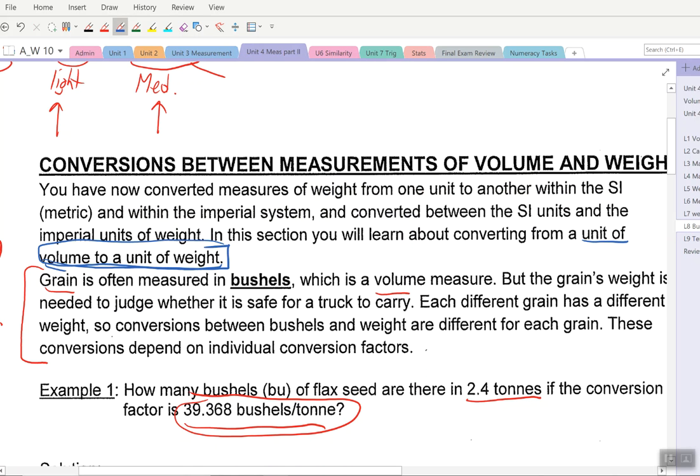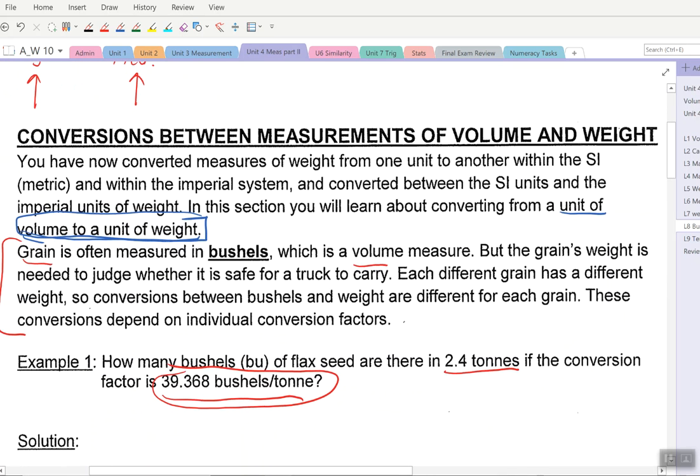So grain. Grain is one where this happens. It's often measured in what we call bushels. Okay, we measure grain in bushels. So it is a volume measure. So we're measuring the amount of space it takes up. But the grain's weight is needed to judge if it's safe for a truck to carry.